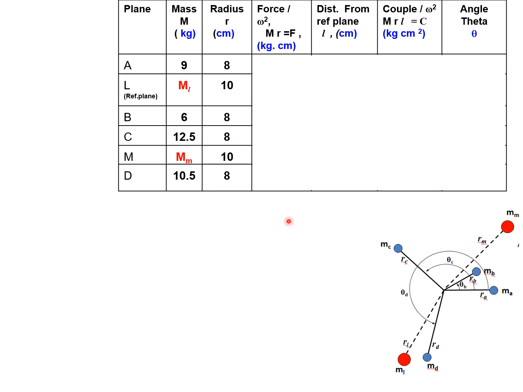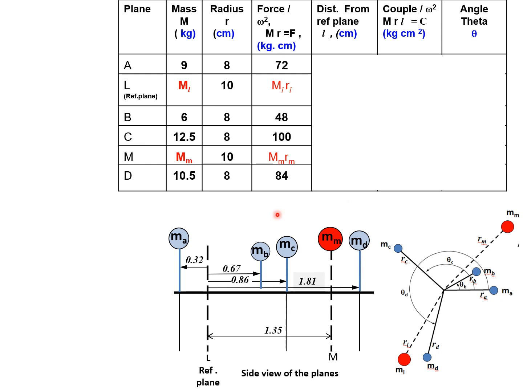Now the next column in the table is the product M into R. So we find the product M into R. MR for L and MR for M are unknown, so they have been mentioned in red color. Now we have to select a reference plane. So we take help of this side view of the planes. For no reason right now we are selecting the reference plane as L. Why it has been selected we can understand later.